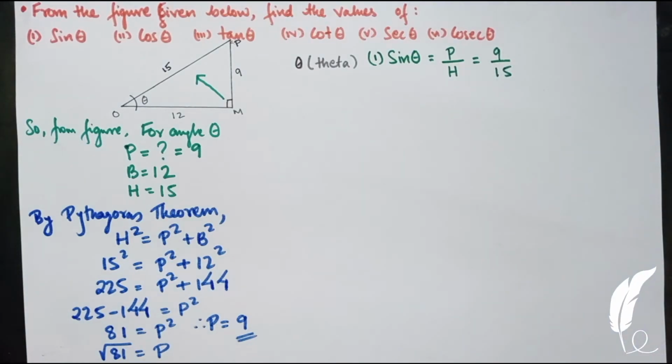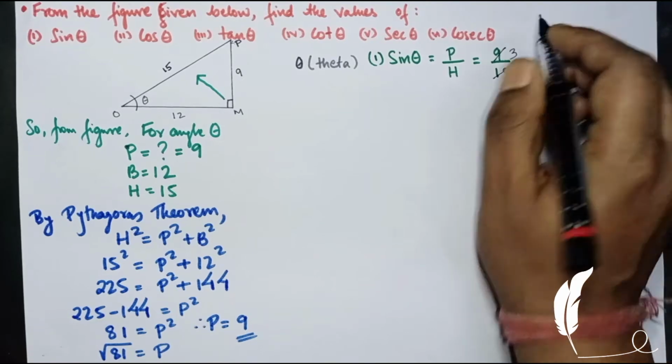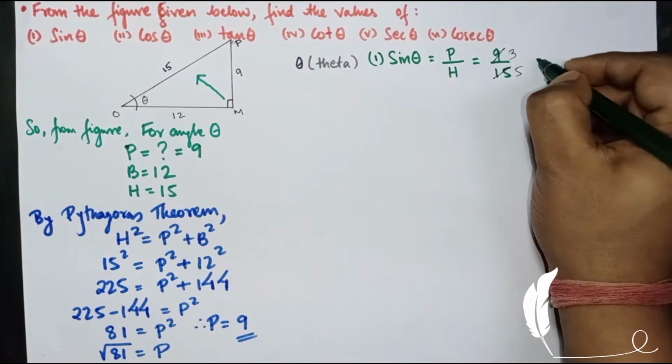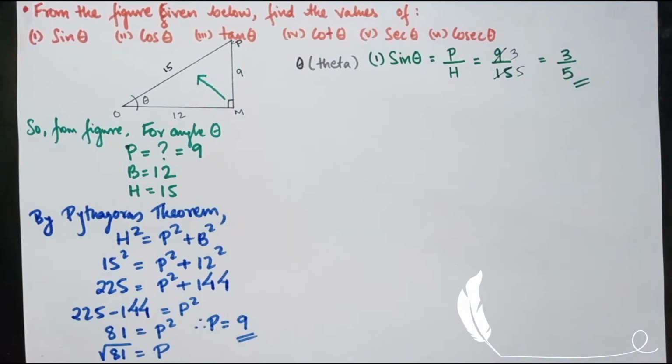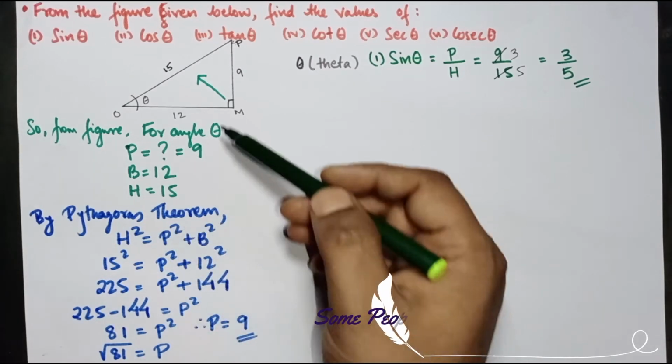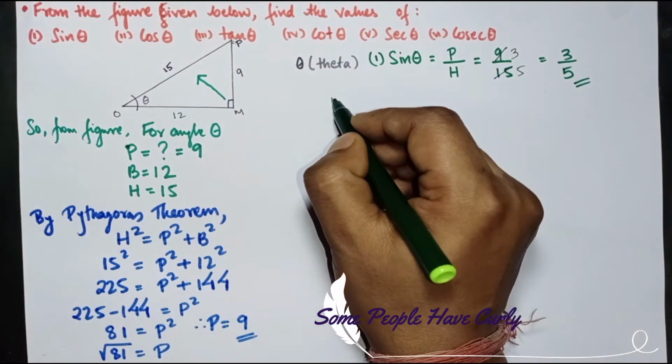Okay, this will get cancelled by 3: 3 3s are 9, 3 5s are 15. So how much did I get as the answer? I got 3 by 5. Hope you are finding it easy. But first you have to know the formula, and obviously the Pythagoras theorem, because the Pythagoras theorem is for the right angle triangle. Now, number 2, I think you can do this yourself.